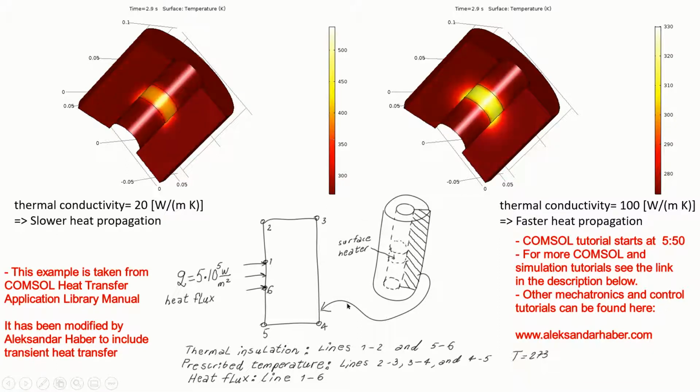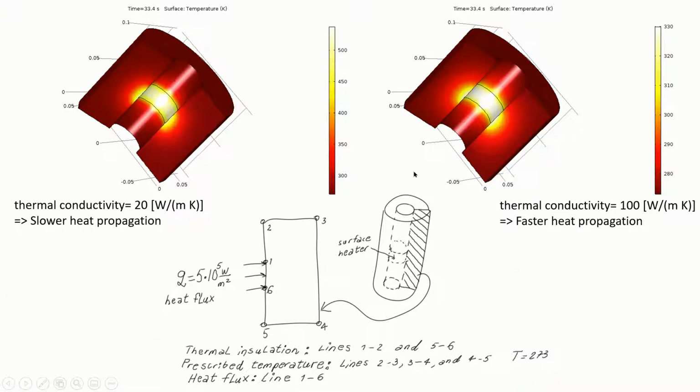So here is the sketch of the system. It is basically a 3D solid, a hollow 3D solid, and we assume that there is a surface heater placed in the middle. This surface heater exerts a heat flux denoted by Q that heats the solid.